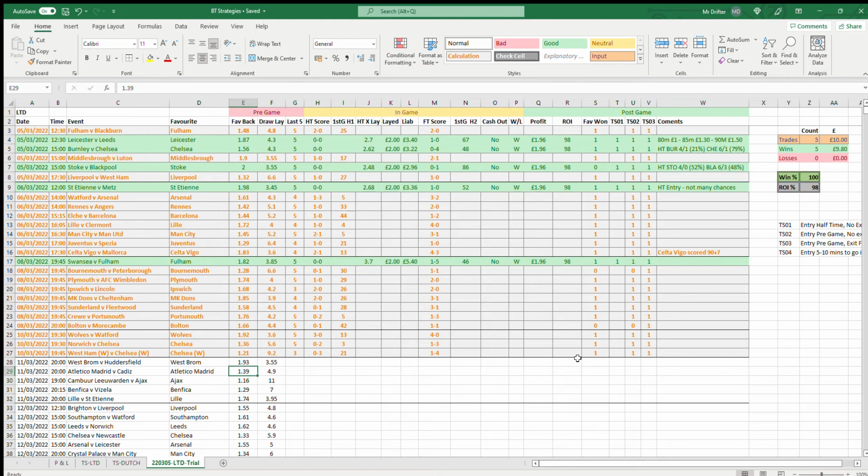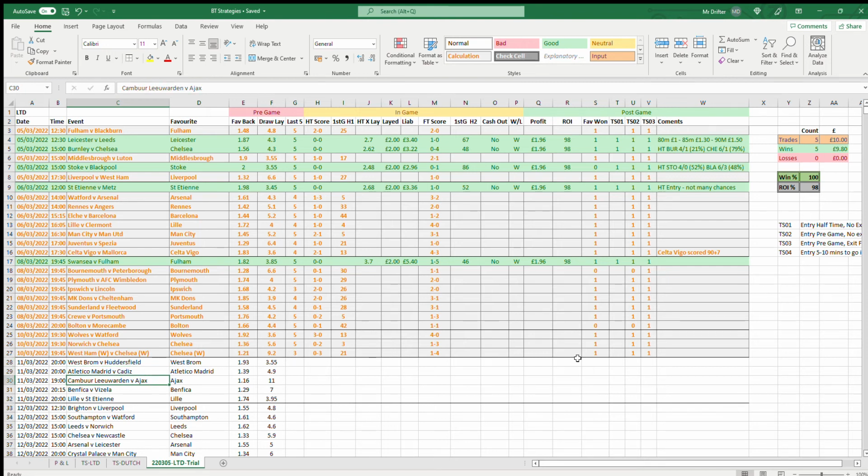You can see of all the 5 favourites in these games, West Brom are by clear the least favourite anyway, and then Lille in this game, and then you've got Atletico, and then Benfica, and then Ajax. And that's represented by the odds on the draw as well. So those are the 5 games I've just mentioned there.